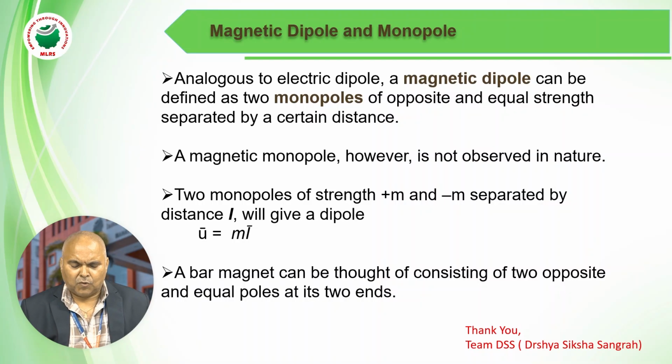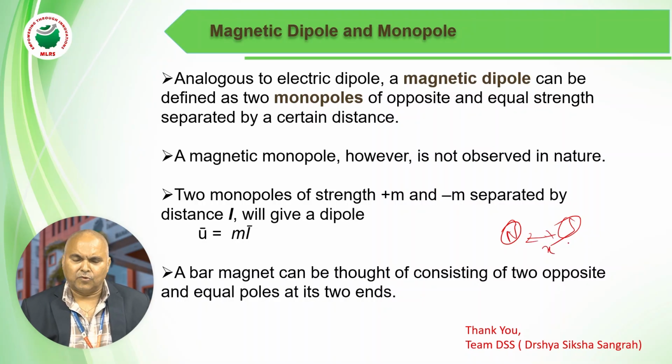And consider two monopoles of strength, that is m plus and minus, where the north pole is positive and the south pole is negative. The distance between these two is x. Then the magnetic moment is nothing but mu equals m into x. So that is the magnetic dipole moment. You can see here, there is a north pole and south pole, and the distance between these two is x.